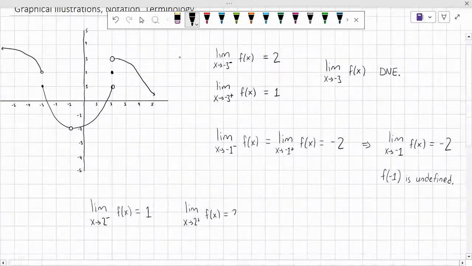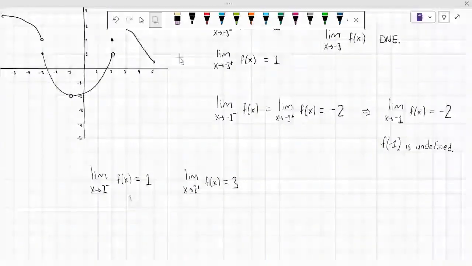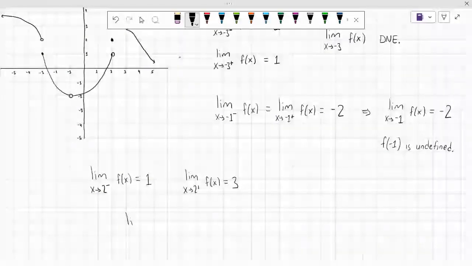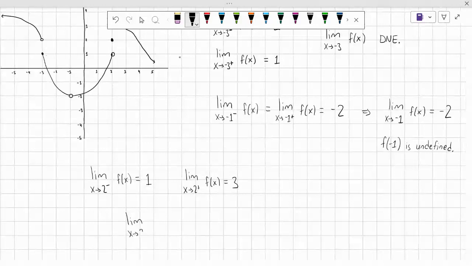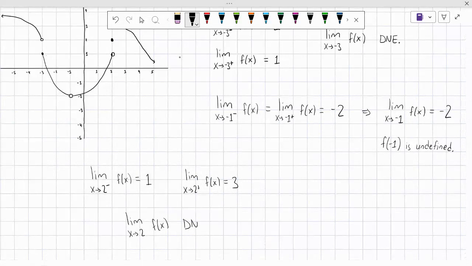And so again, we have a situation where these two limits are not equal to each other. So altogether, what value is the function approaching as x approaches 2? We would say that this limit does not exist because it's not really approaching any one value as x approaches 2. Okay.